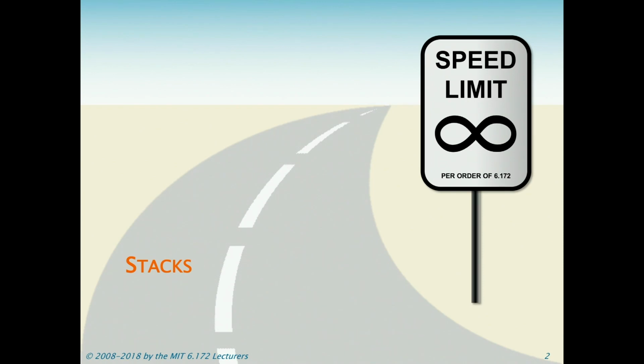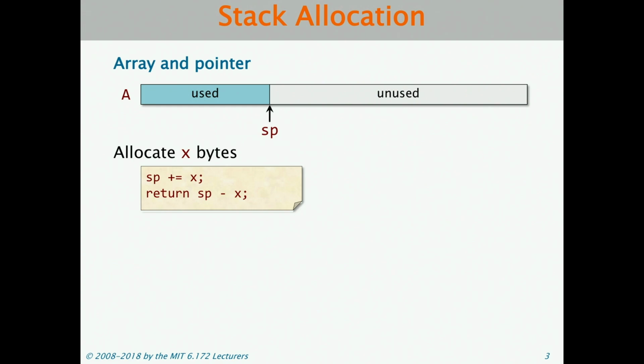So the simplest form of storage is a stack. In a stack, you just have an array and a pointer. Here we have an array which we call A, and some portion of this array is used for memory, and the rest of it is free, it's not used. And then there's a pointer, SP, that points to the end of the used region in this stack.